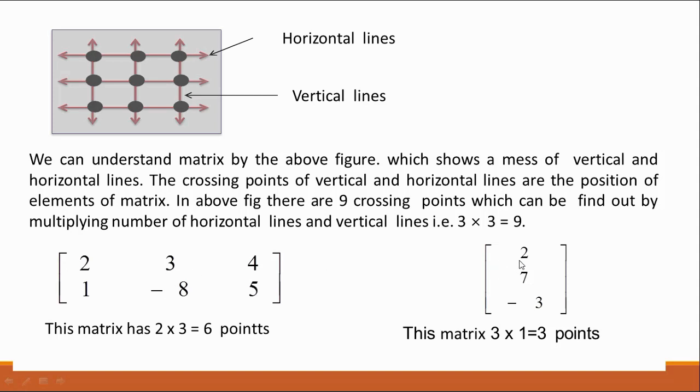Similarly, in this matrix you see that there are 3 rows. This is the first row, this is the second row, and this is the third row, and this is the 1 column. So there are 3 rows and 1 column. So 3 multiplied by 1 is equal to 3. So there are 3 points, which means in this matrix there are 3 elements.